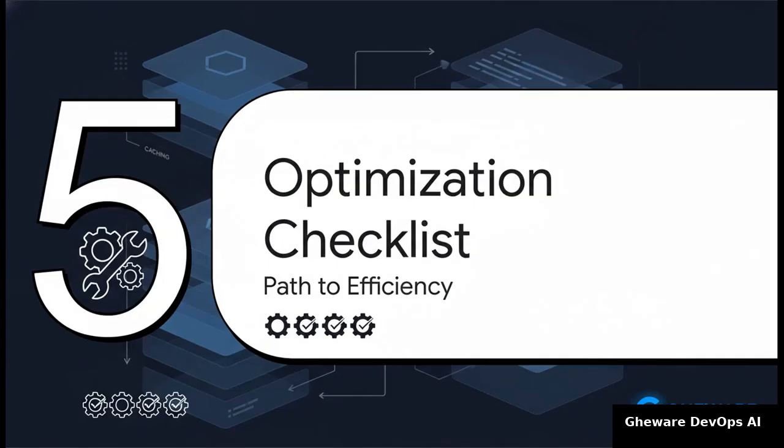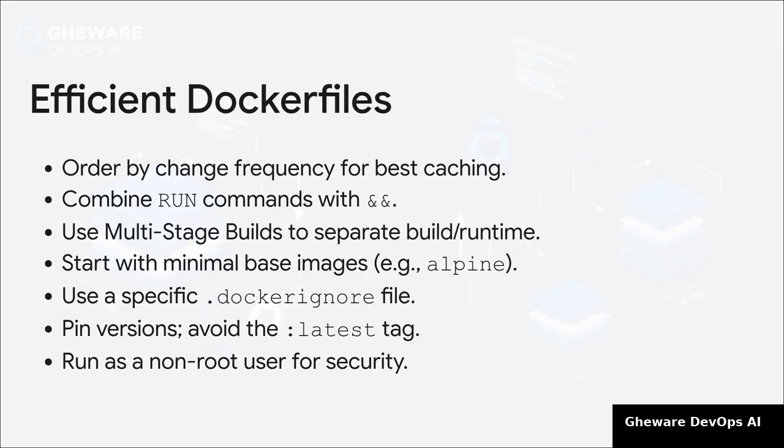So how can you start applying all of this right now? Don't you worry, I've got you covered. Here is your actionable checklist for writing professional, efficient Dockerfiles every single time. All right, just follow these key steps. Always optimize for the build cache by ordering your instructions from least to most frequently changed. Reduce your layer count by combining those RUN commands. Use multi-stage builds for, well, pretty much everything. Start with the smallest base image you can get away with, and please, use a .dockerignore file. Master these and you'll be a Docker pro in no time.